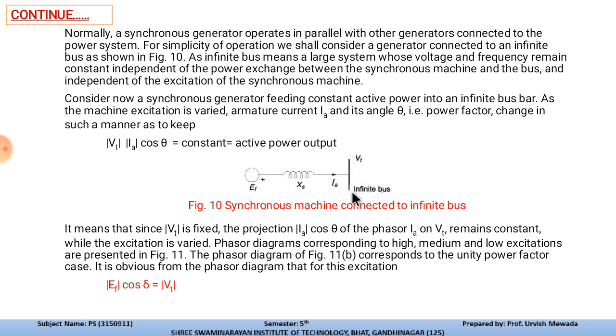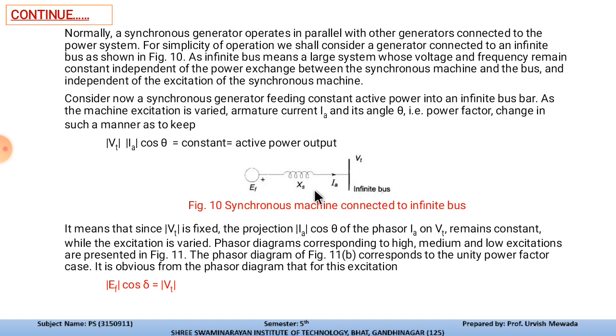So consider now a synchronous generator feeding constant active power into the infinite bus bar as the machine excitation is varied. Here we can only change the machine excitation, meaning the rotor field current, and the armature current Ia and its angle theta change. So the power factor changes in such a manner as to keep Vt Ia cos theta, that is VI cos phi, equal to constant. This is the active power output from the synchronous machine connected to the infinite bus.